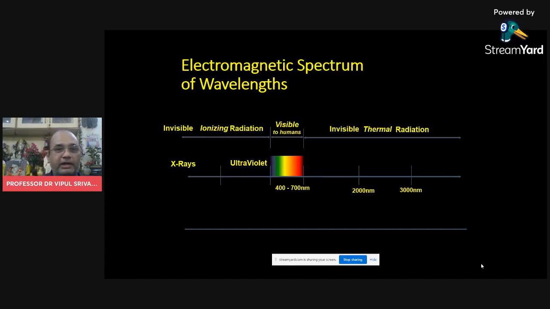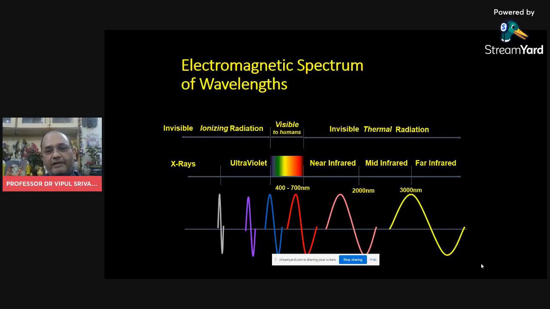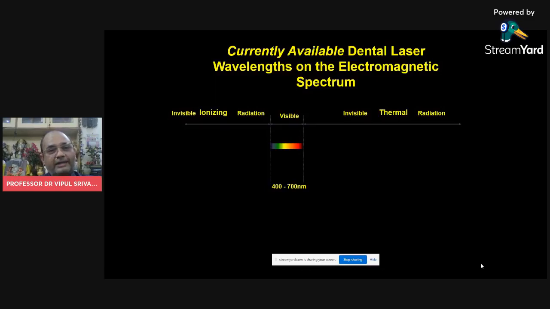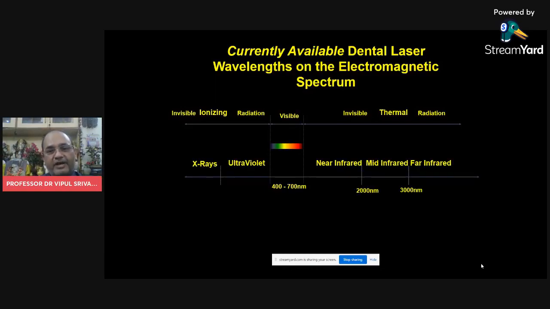So let's go to a brief introduction of the wavelengths which are currently available in laser dentistry. Like I just told, near infrared, mid infrared, and far infrared. So dental lasers are either in the visible wavelength range, between 400 to 700 nanometer, or they are near infrared, mid infrared, and far infrared. Ultraviolet lasers, the excimers, are there, but they are not used in dentistry. They are used in ophthalmology or other medical fields. But in dentistry, we have lasers either in the visible wavelength, or in the near infrared, mid infrared, and far infrared.